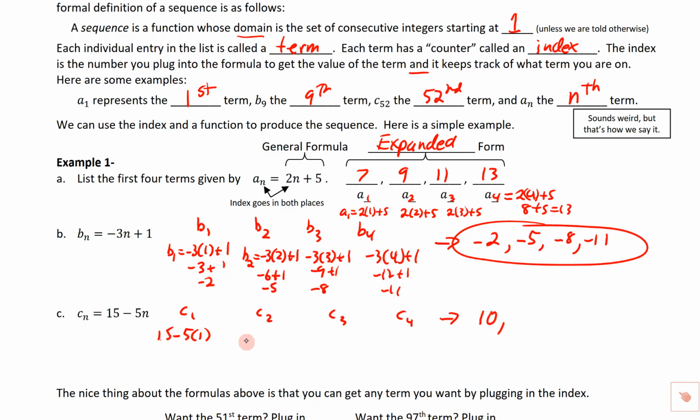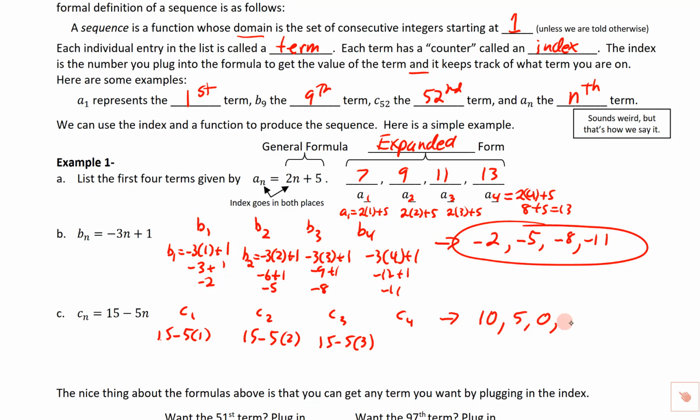Speed up the work just a little bit. This is going to be 15 minus 5 times, again, we're plugging in that index there, so times 2. So this is going to be 15 minus 10. So that's going to be 5. And then we're going to do 15 minus 5 times, plug in the index of 3, because that's what the formula said to do. And we end up with 15 minus 15, so this one's a 0.